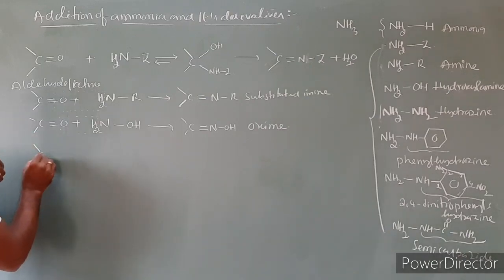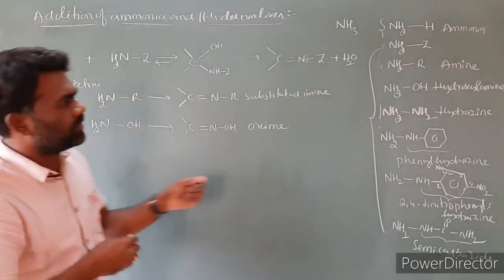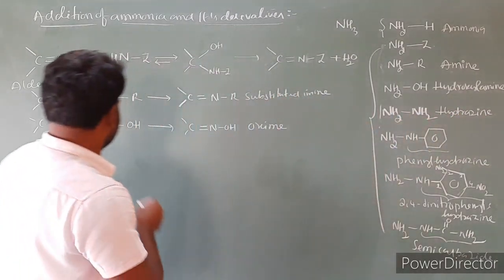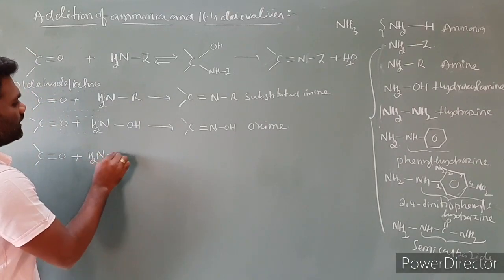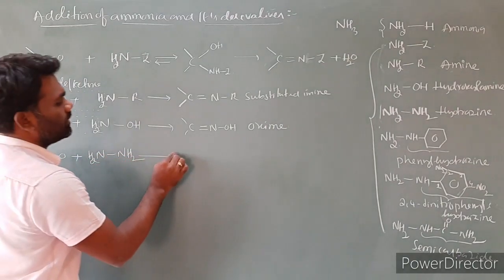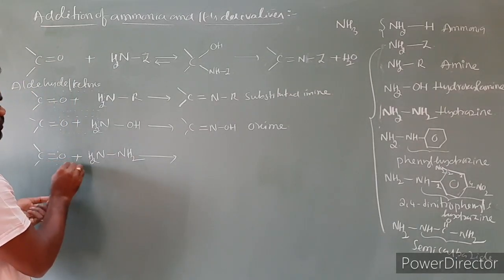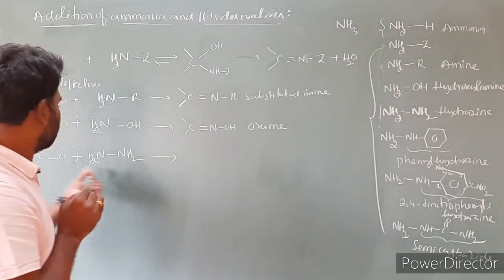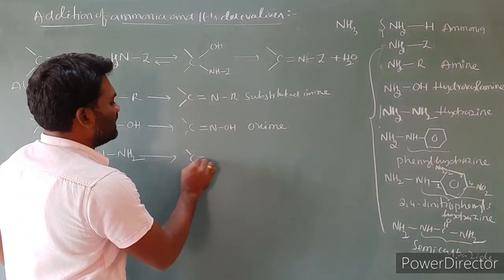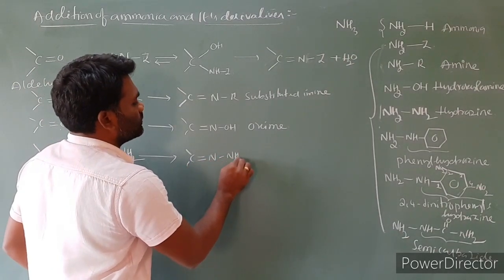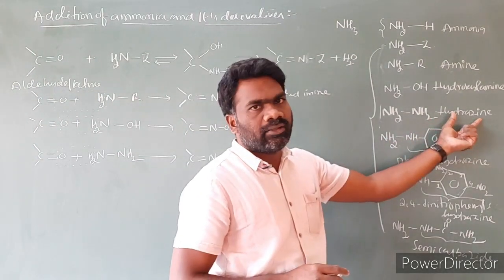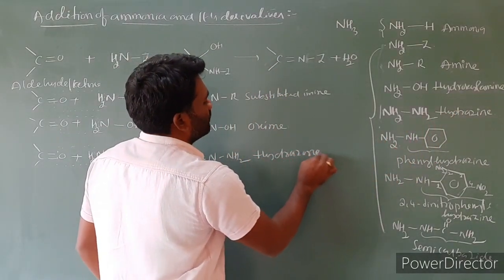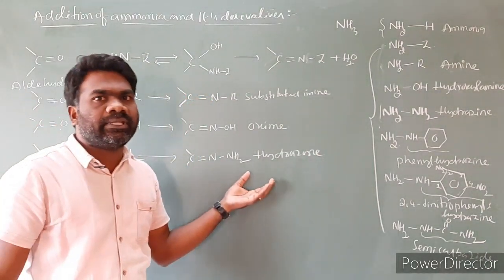Next, the third one: C double bond O plus hydrazine, NH2 bond NH2. Then what is the product we will get? Same thing: remove this H and O in the form of a water molecule, and this nitrogen attaches to the double bonded carbon. C double bond N NH2. So when we get this from hydrazine, we call this compound a hydrazone. This is the product formed in this reaction.